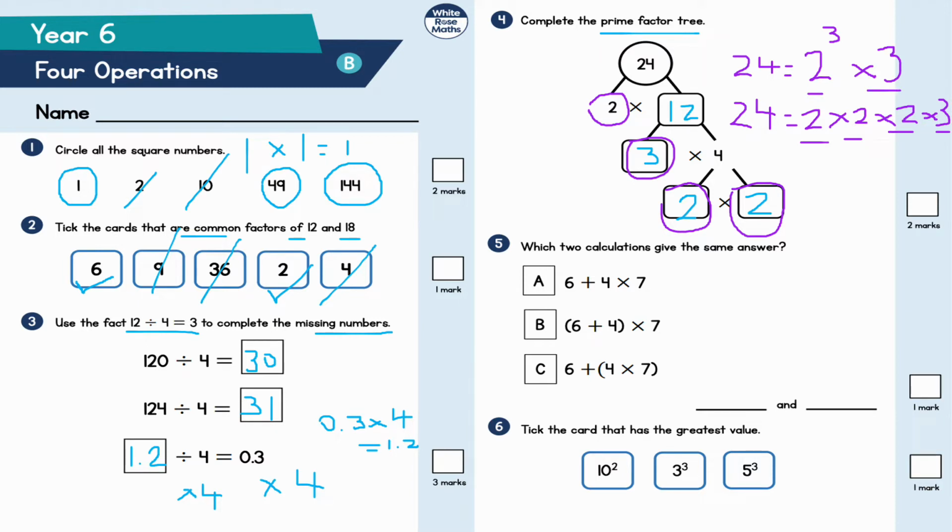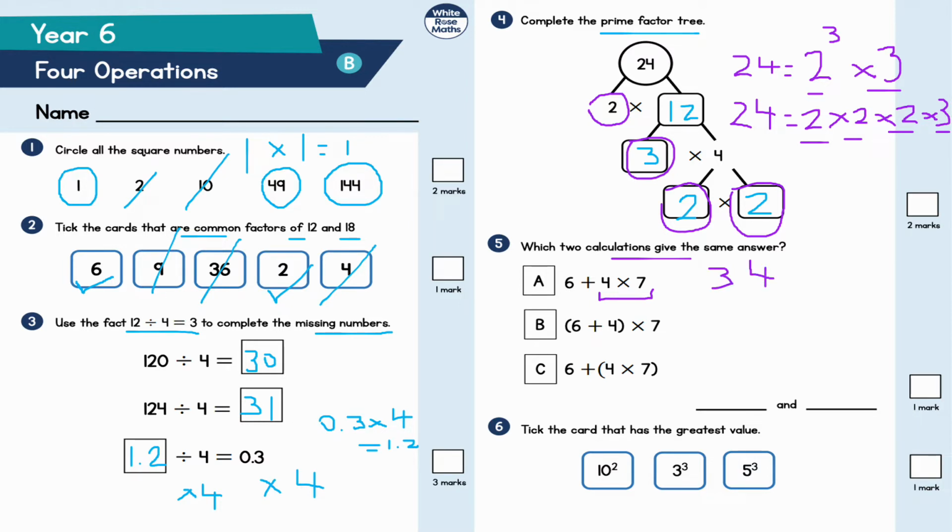Question number 5, which two calculations give the same answer? Well, here I'm going to make sure that I'm using BIDMAS. So I do 4 times 7 first, which is going to be 28. 6 plus 28 is going to be 34.